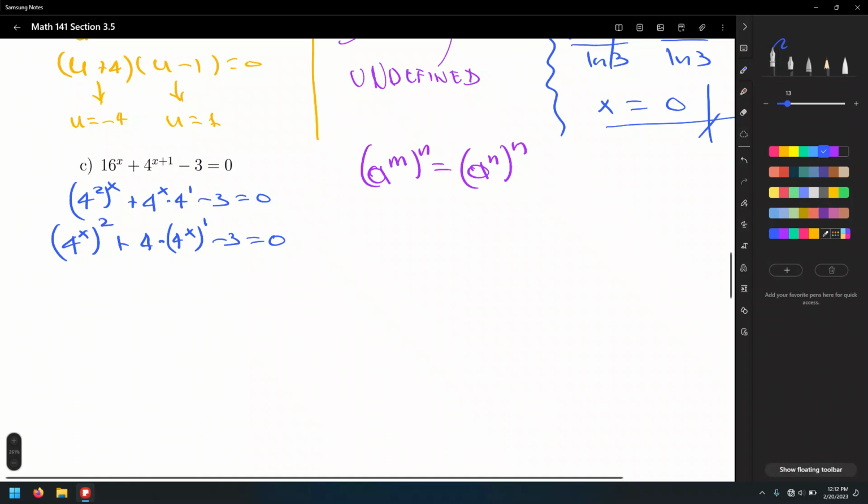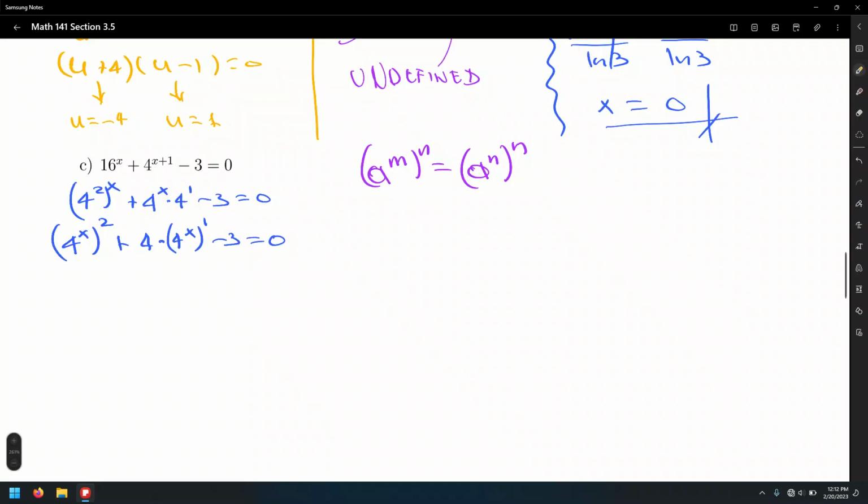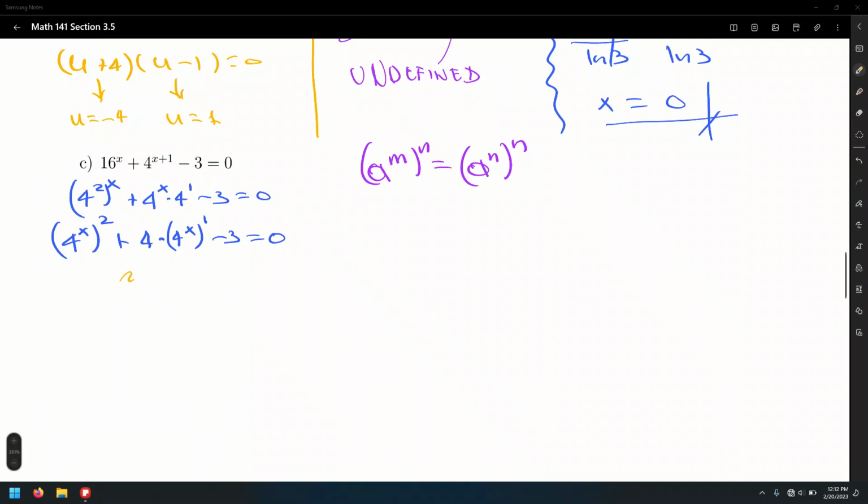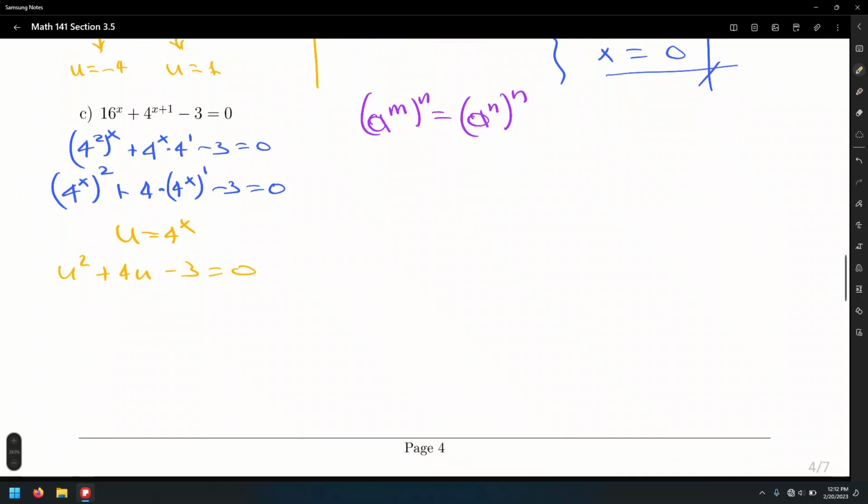Here is where we are going to send this problem to the world of u, in which we say u equals 4 to the x, that's u squared plus 4u minus 3, and solve this equation. Let's figure out what method we can use to solve this equation. Let's see if factoring works.